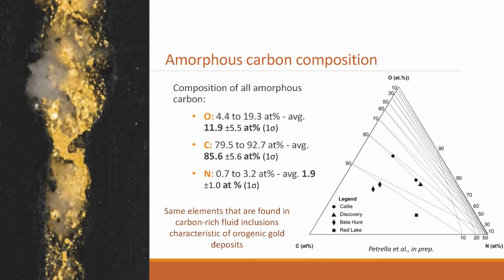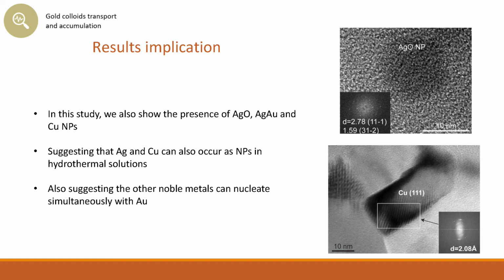The observation of amorphous carbon inclusions in gold was very intriguing. That was never reported before, and it was not expected to find amorphous carbon inclusions in gold. So we looked at the composition of this amorphous phase, and it's actually not only composed of carbon, it also contains a significant amount of oxygen and nitrogen. And then finally, the last part, I will talk about the implications of our results.